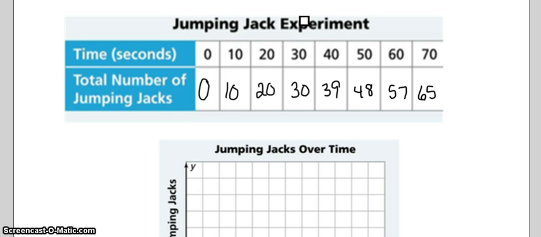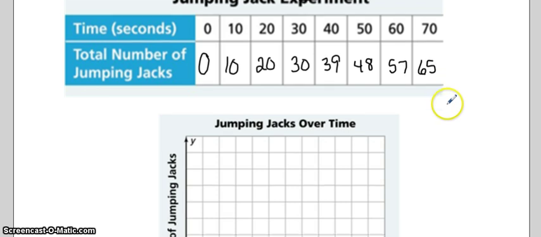So I did some jumping jacks last night and did them for 70 seconds, had my son keep track, and started off pretty good here. Did 10 in the first 10 seconds. Of course, at 0 seconds, I had no jumping jacks, but I did 10 in the first 10 seconds, 20 in the first 20 seconds, then 30, and then I started to fall off over here. So we're going to just transfer this information over onto our graph here.